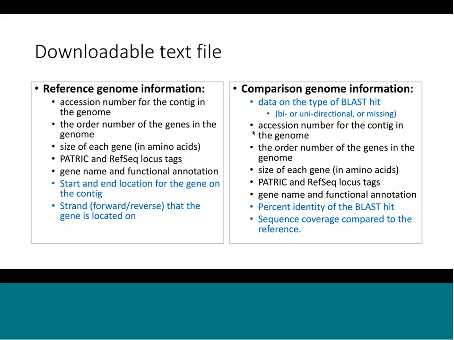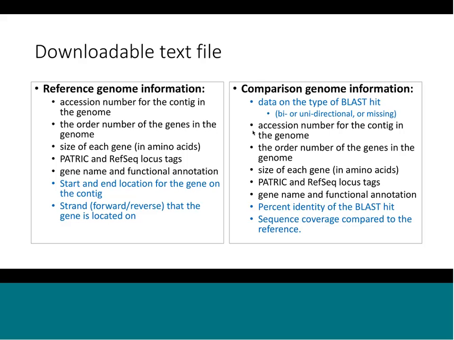Now, the reference genome has something that the comparison genome lacks. For the reference genome, we'll also show the start and the end location for the gene on the specified contig or chromosome. And we'll also indicate the strand that the gene occurs on. That's if we have a genome. If we just have a series of proteins that you've used, you won't get that sort of information.